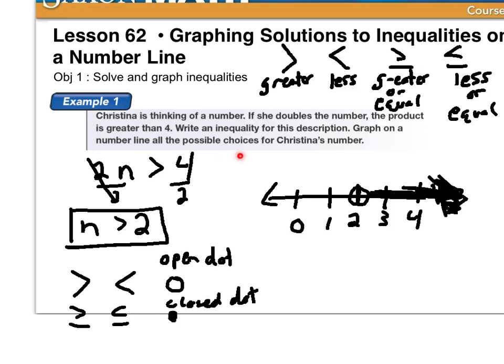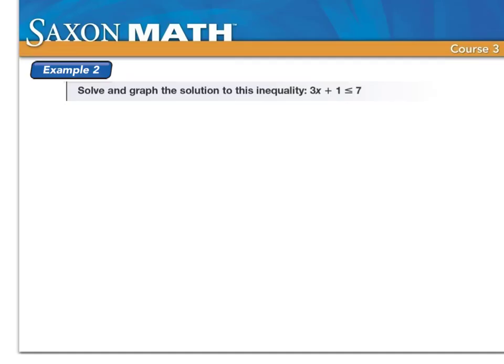Okay, so Christina has a bunch of possible choices for a number. Anything bigger than 2. Alright, let's go into another example. Alright, example 2. Solve and graph the solution to this inequality.